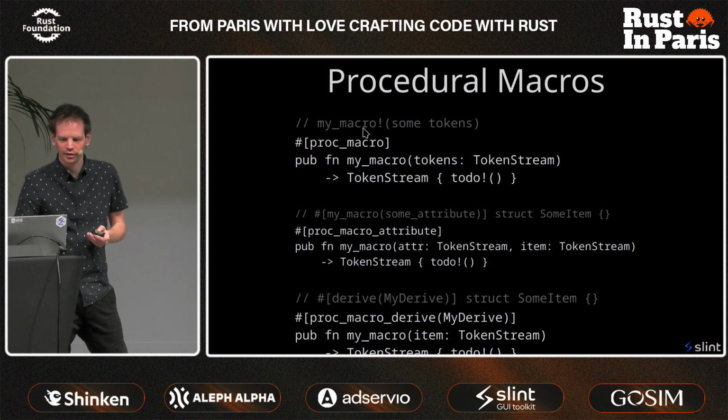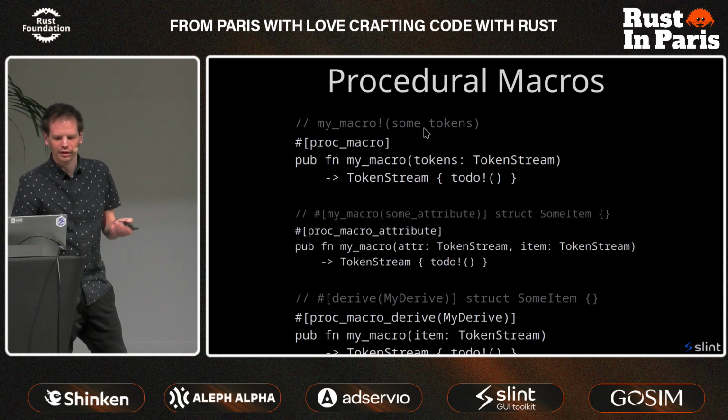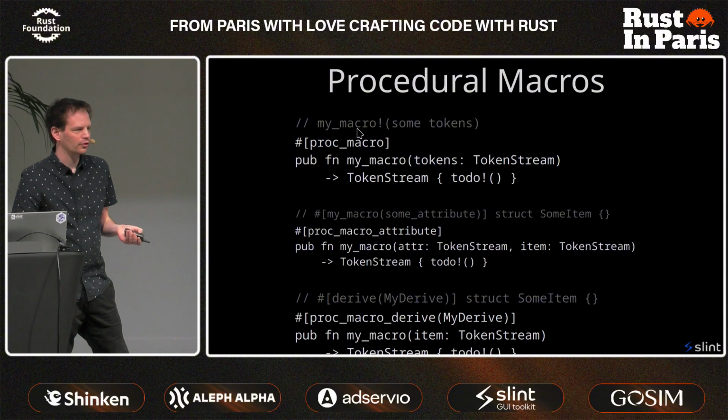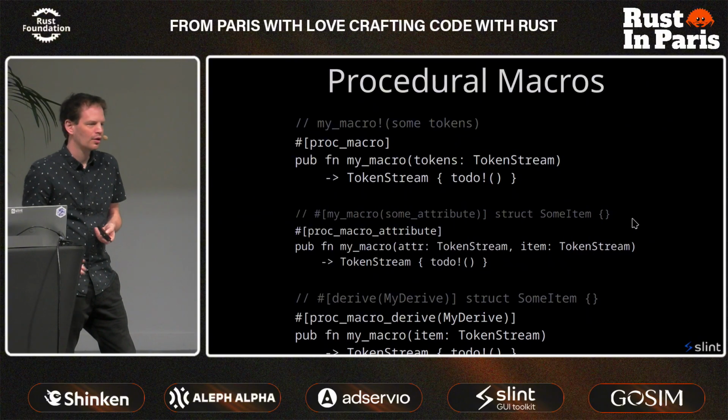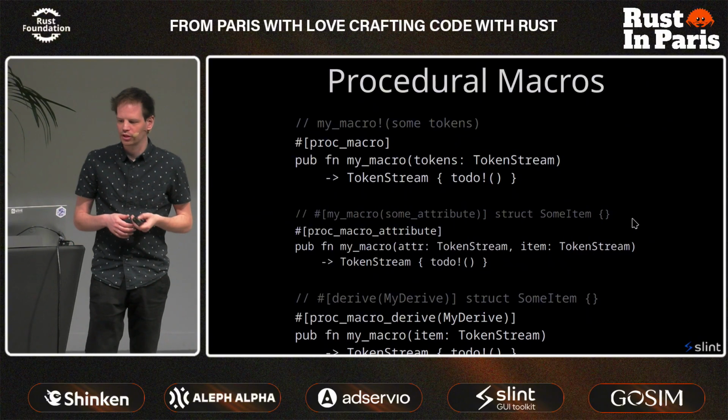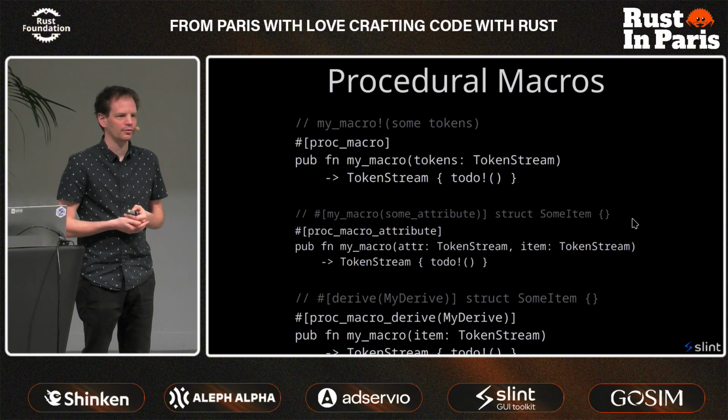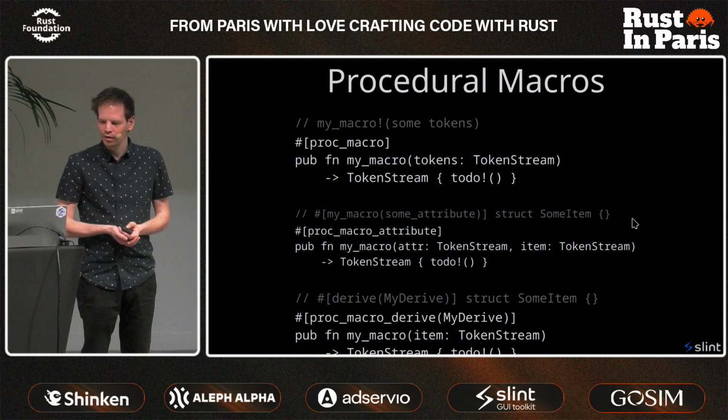So for example, in this my_macro, those tokens will be some tokens. And you can have either a function-like macro, which is written with an exclamation mark, or you can have an attribute macro. In this case, you have two lists of tokens, the attribute, in this case some attributes, and then the items that follow. Or you can also have a derive macro, which then adds more tokens to the things.